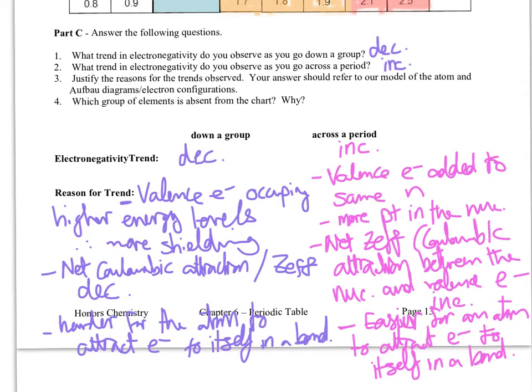So again, as you go down a group, what's more important is your extra electrons are being added to higher energy levels, and so the net attraction is less. As you go across, your extra electrons are being added to the same energy level, so what is more prevalent here is the extra protons pulling in those electrons, and so your Zeff, or your Coulombic attractions, increase.